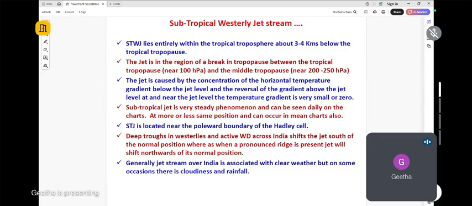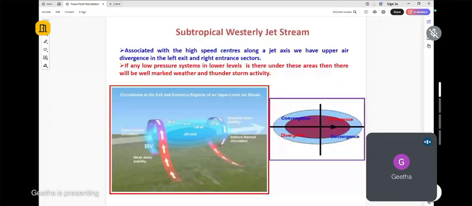Generally, jet streams are very strong winds moving very, very fast, so they are not going to cause major weather as such. Generally it is clear weather. But on some occasions, in the region where there is greater divergence, if there is a system just below that, then that system intensifies and gives rainfall. So on special occasions there could be cloudiness and rainfall. You can see this picture here; we are not going into all this. Just keep in mind this is the jet axis.